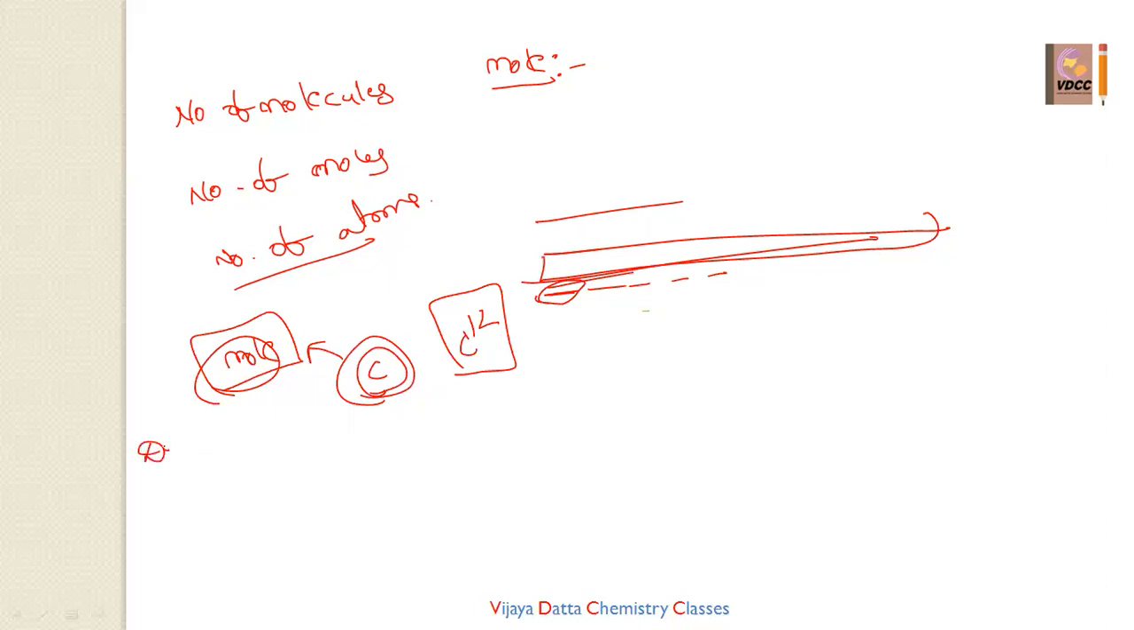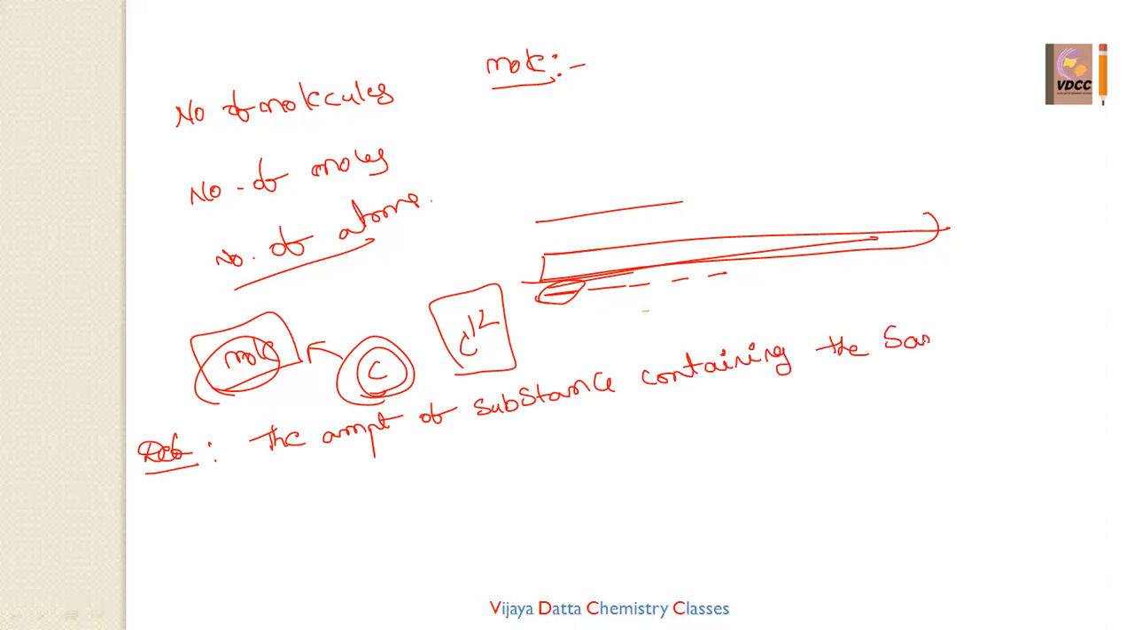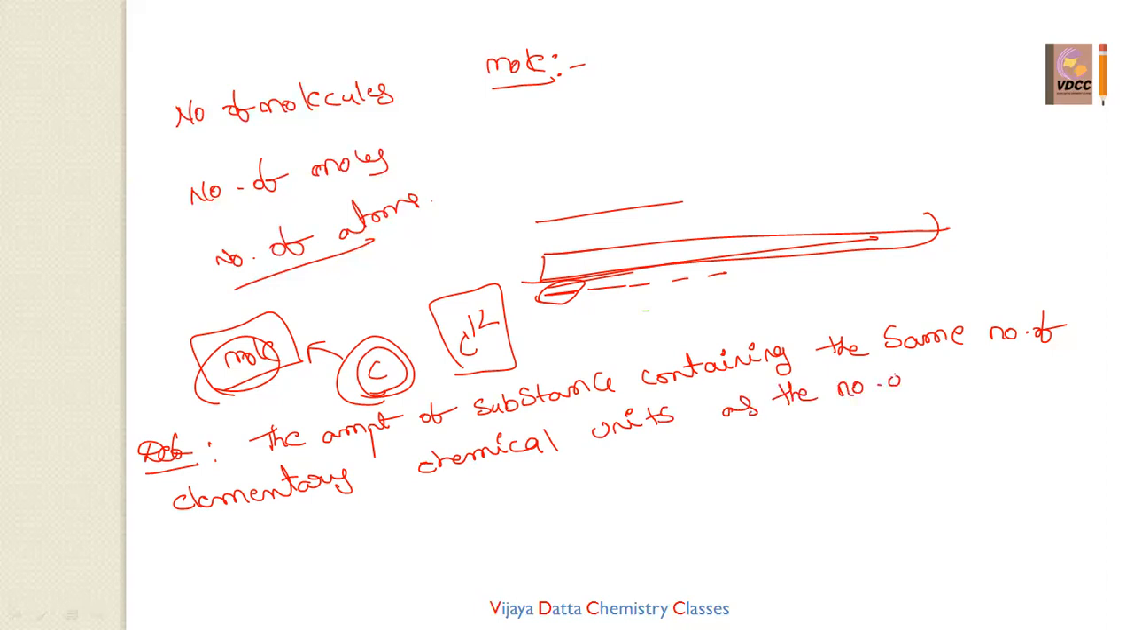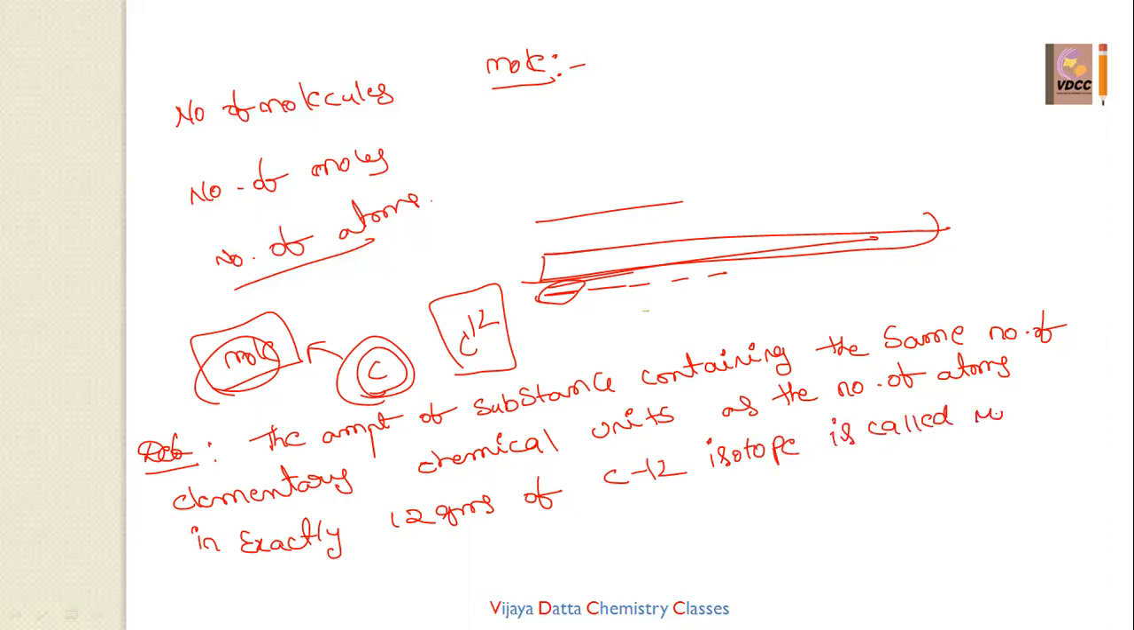I'll write the definition for mole. The amount of substance containing the same number of elementary chemical units as the number of atoms in exactly 12 grams of C12 isotope is called mole.